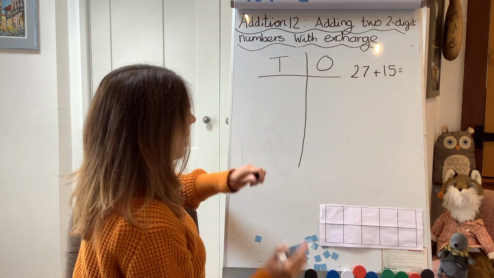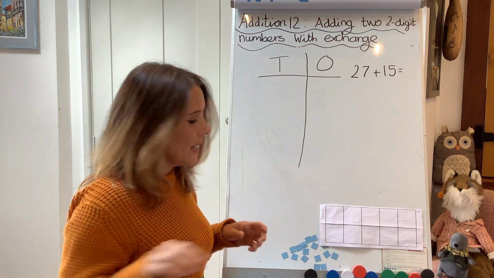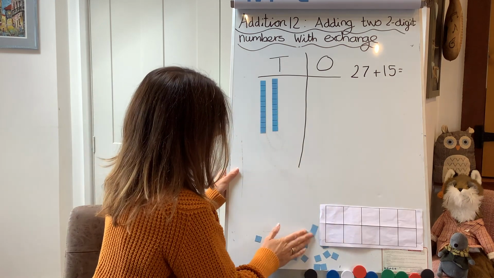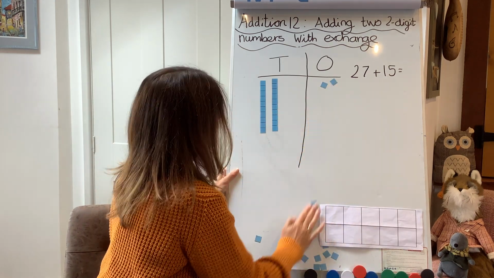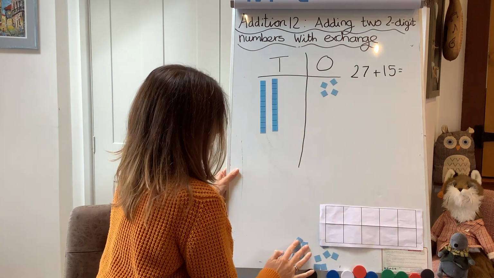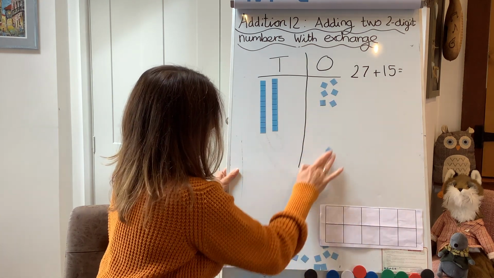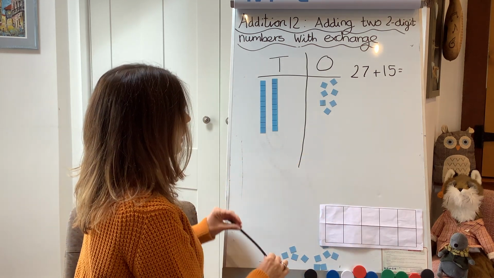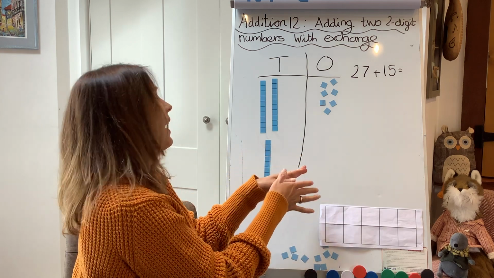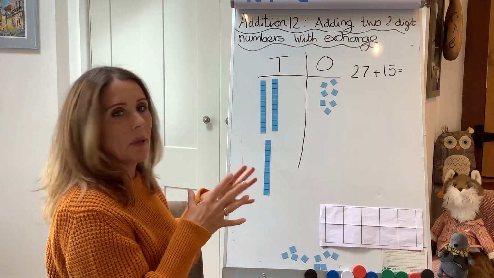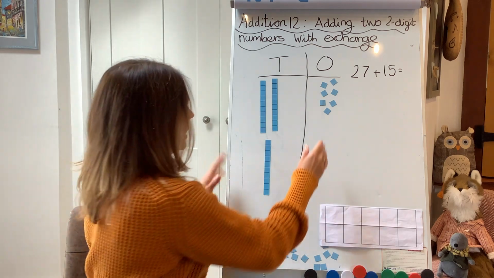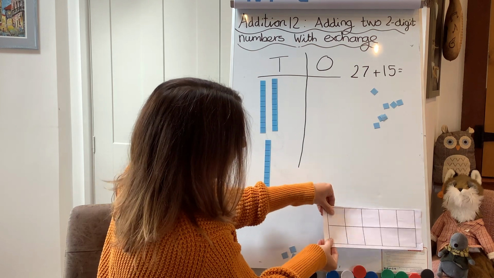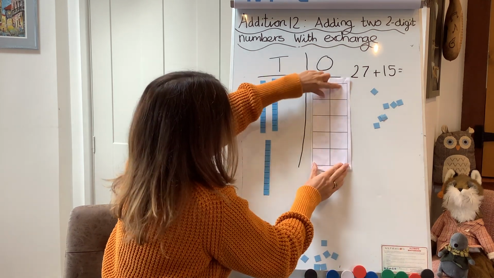Okay, so we're going to make our 27 first. So I'm going to partition it into 20 and 7. Okay, and then I'm going to add on 15, so I'm going to partition 15 into 10 and 5 ones. Now something that's going to help you at first to think about the exchange you need to make is to use one of the tens frames. Now I'll show you a couple of ways that are really useful to help you to remember this.